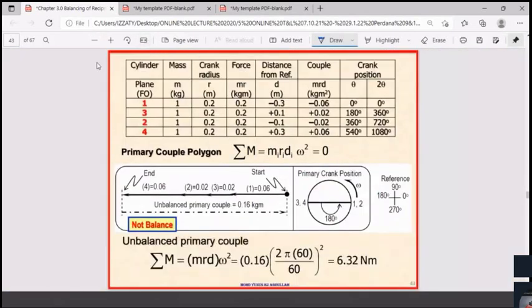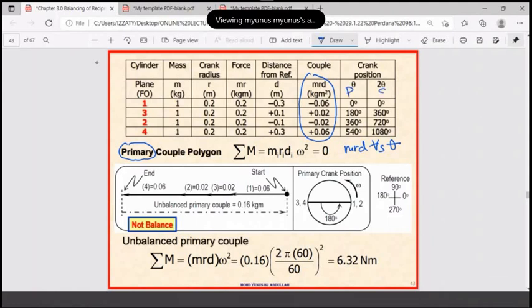Now, listen up very carefully, class. Remember, we haven't done the primary couple. Construct the primary couple referring to the crank position. Remember this? We cannot predict this unless we have the numbers or the values. If I'm talking about primary couples, I'm focusing on MRD versus theta. This one is primary, this one is secondary.